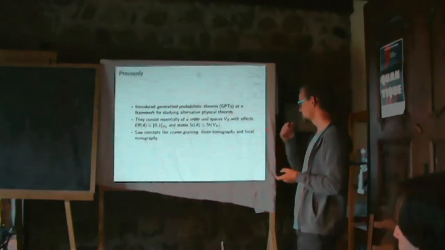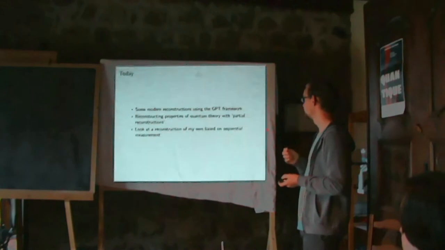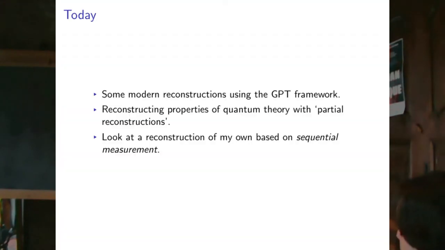Okay. And what I want to do in this lecture is use the GPT framework to go through some modern reconstructions of quantum theory, so that they impose some additional principles, and then from those principles they derive that the vector spaces must be the self-adjoint operators on a complex Hilbert space.